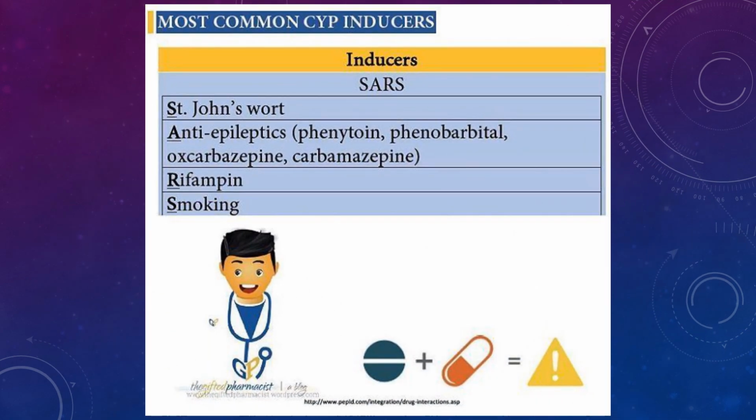Okay, so the very most common CYP inducers, remember SARS, S-A-R-S: St. John's wort, anti-epileptics, rifampin, smoking.